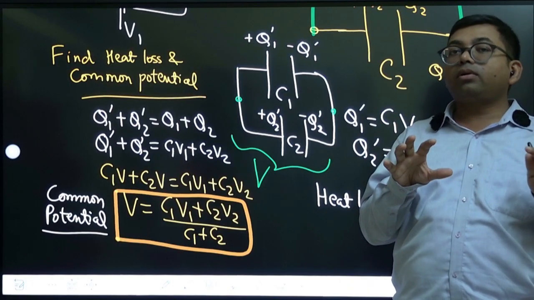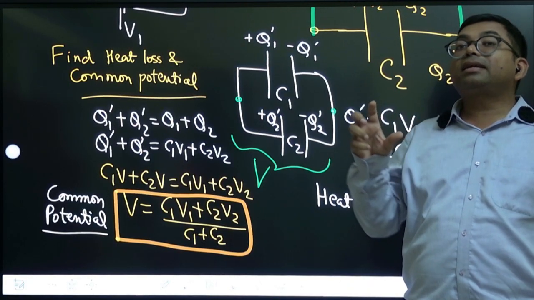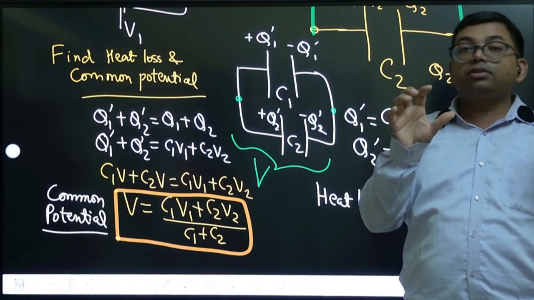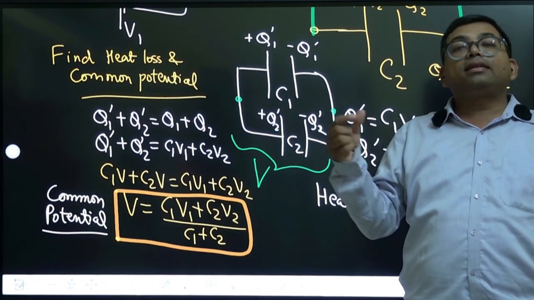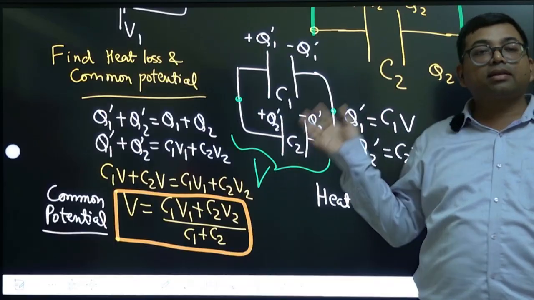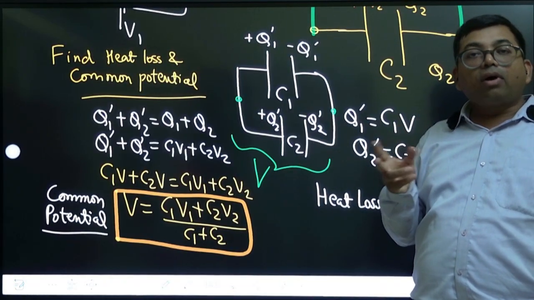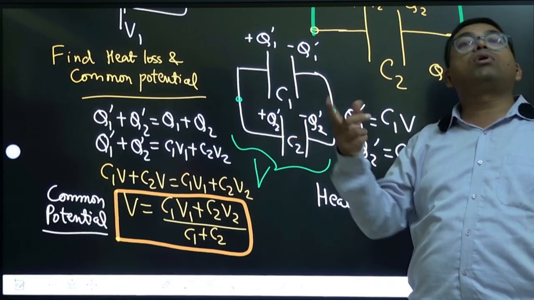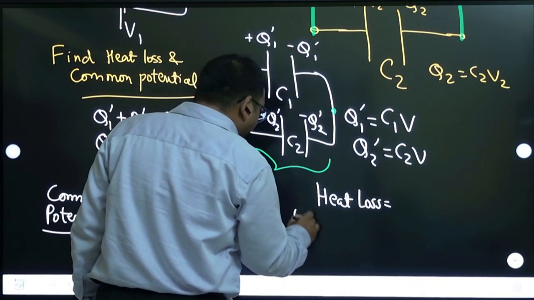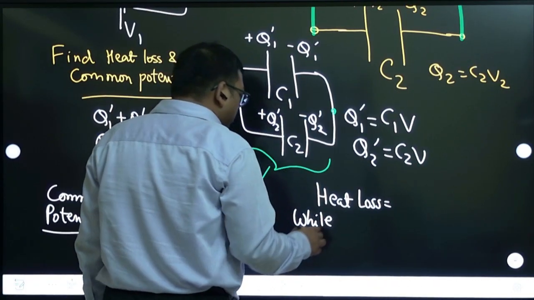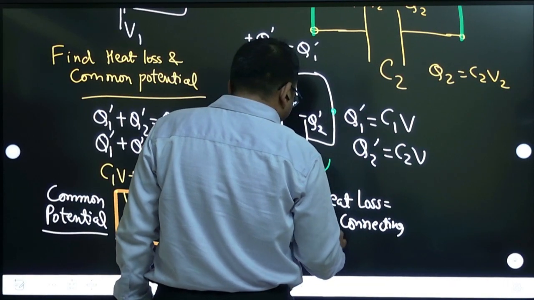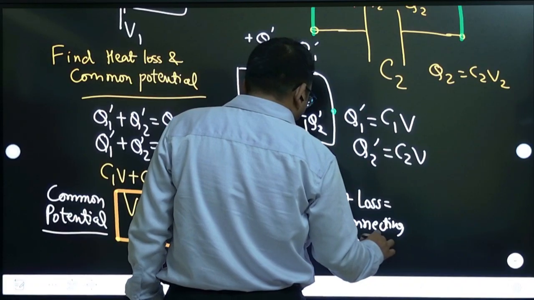Heat loss we are calculating when these two capacitors are connected, right? You are assuming that initially these two capacitors are already charged, and then you are connecting these two capacitors together in parallel, right? So while connecting these two capacitors, what is the heat loss? That is the question. Okay. So heat loss while connecting the capacitors.